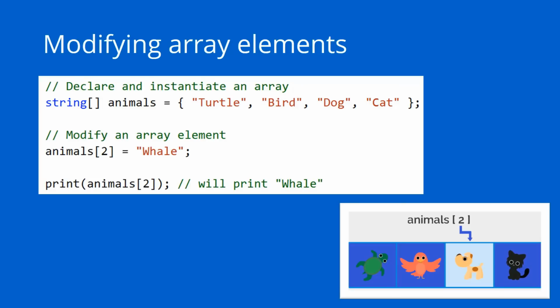Another important concept is that of modification of array elements, how you can modify an array element, and that occurs in the same way as with variables. You simply assign the value, so you refer to the element that you want, in this case the one that is in position 2, so we start with 0, 1, 2, the dog, and we change the value of that position of that element to whale. So the new array will be turtle, bird, whale, cat.